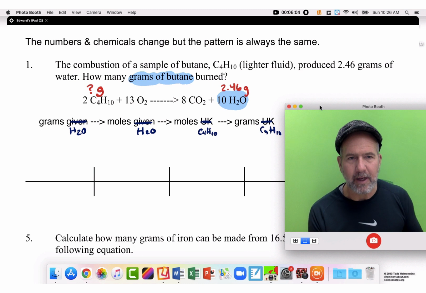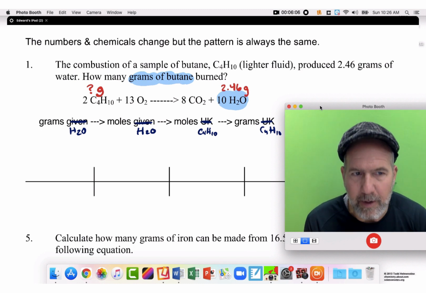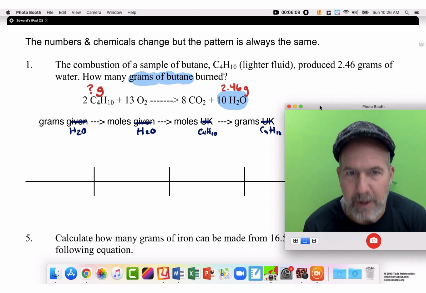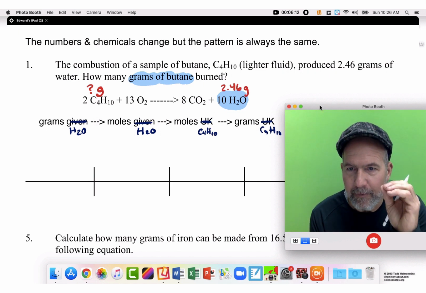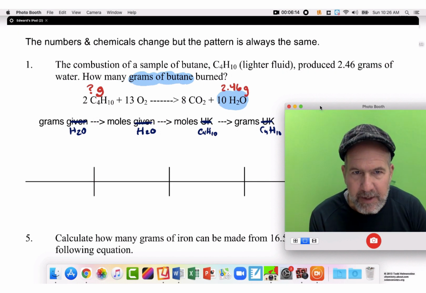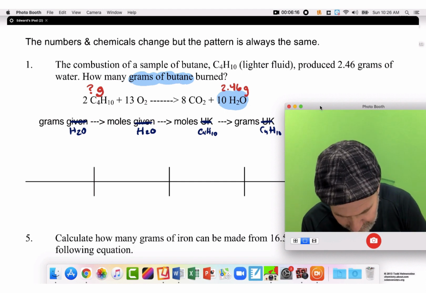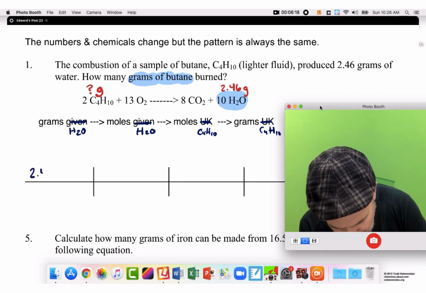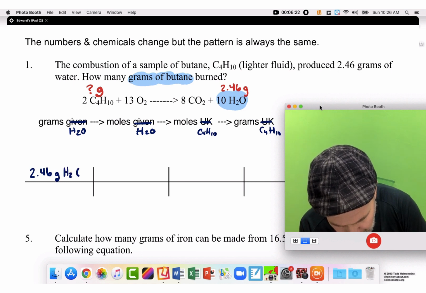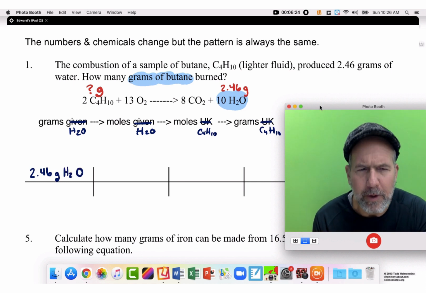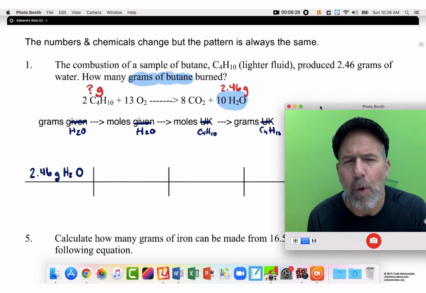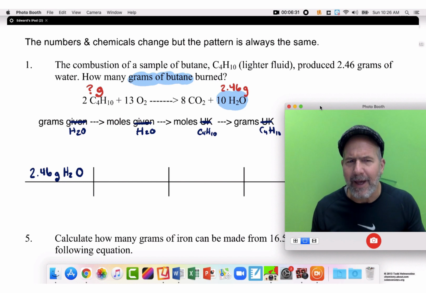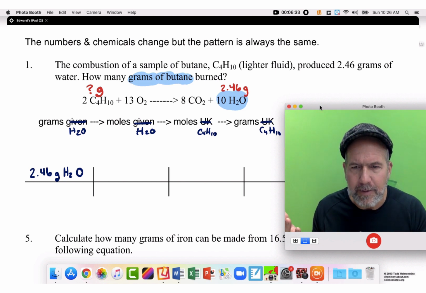All right? And again, I want you to see this pattern on the first one. Okay, now, remember our factor label table rules. The first thing in the map goes on the top of the table. So what do we have given? We have given 2.46 grams of H2O. The labels are super important here because we have more than one chemical involved, and we want to make sure we know what we're talking about at all times.